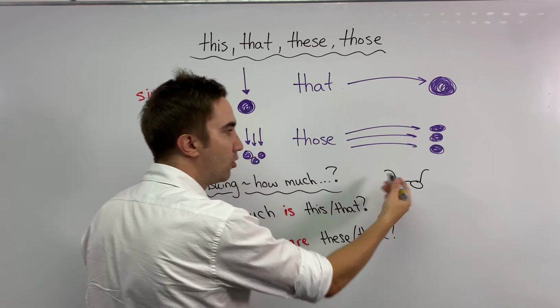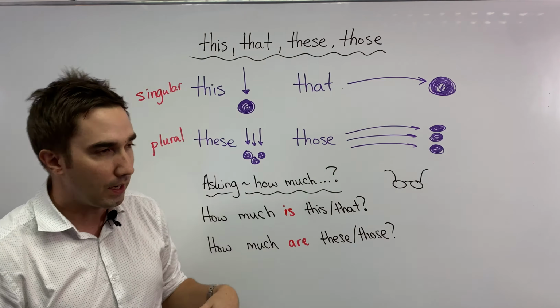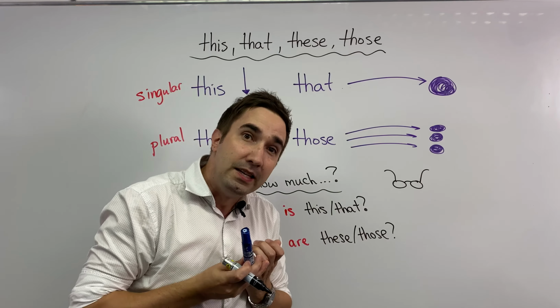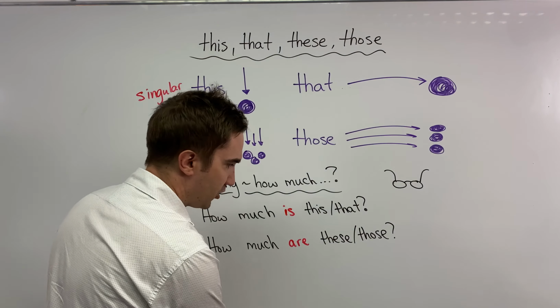Or if we talk about eyeglasses, right? These are always these and those. If I'm shopping for glasses, for example, I can say, how much are those glasses? How much are these glasses? All right. So that's pretty much it for this video.